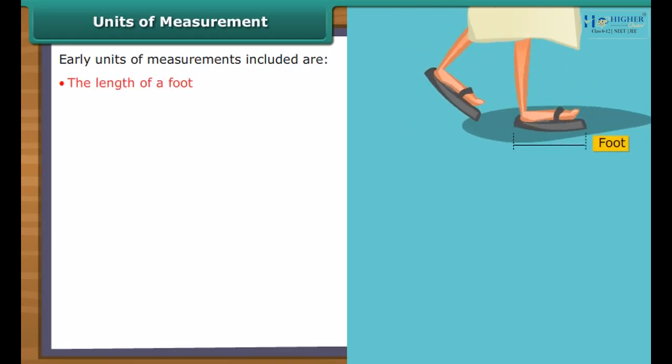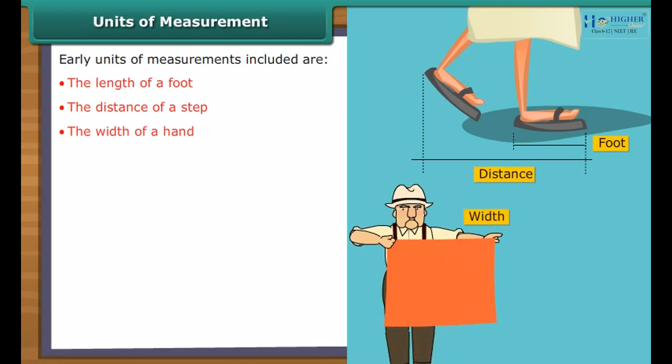Units of measurement. In the early days, units of measurements included the length of a foot, the distance of a step, and the width of a hand. However, these were difficult to maintain as the length of a foot would vary from person to person. To standardize the units, a metric system was put in place.